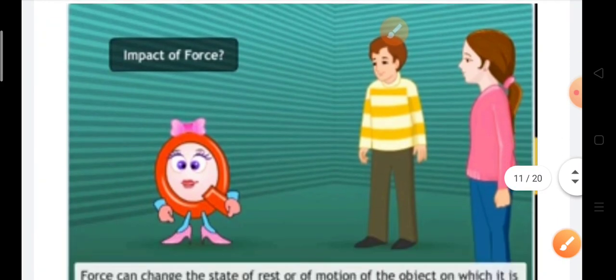So now what is the impact of force? Means what happens when a force is applied, or we call it the effect of force. So force can change the state of rest or of motion of the object on which it is applied. So this thing we will check through the next example.